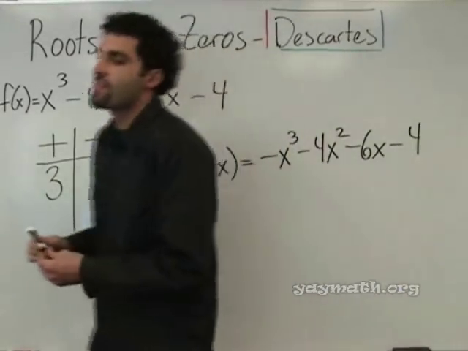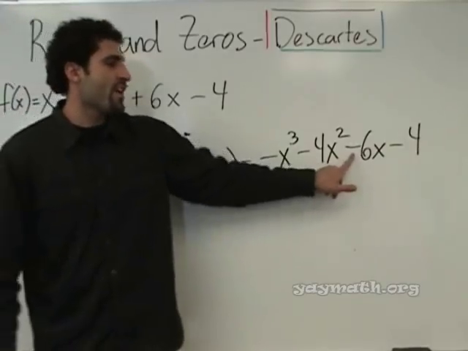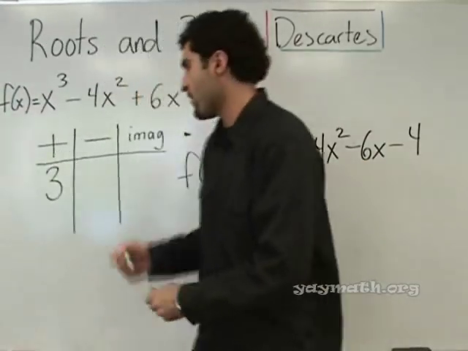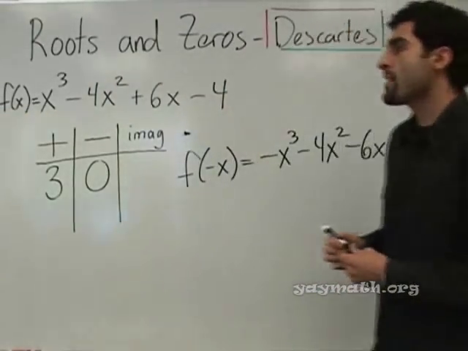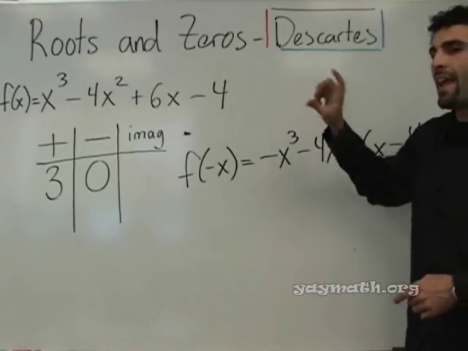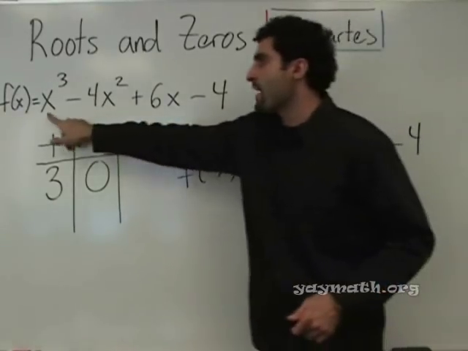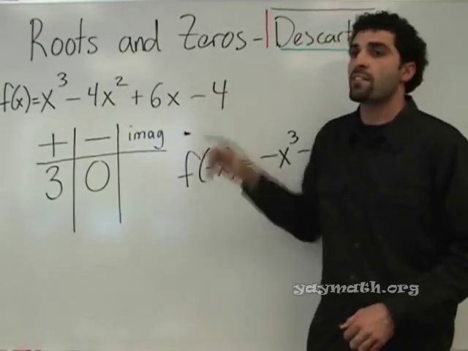Now we count sign changes again. Negative to negative. Did the sign change? No. Did the sign change? No. 0. So why did the 4 not change? Because it's a constant and there's no x's. It's only when x becomes negative. So here there's an x, so you change it here. Here it doesn't change. Here it changes. And the 4 is a constant.